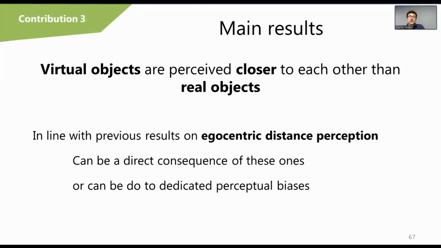This result is in line with previous results of egocentric distances. So maybe, with a simple effect of perspective, objects that are perceived closer to the observer are also perceived closer to each other. However, this effect can also rely on dedicated biases.